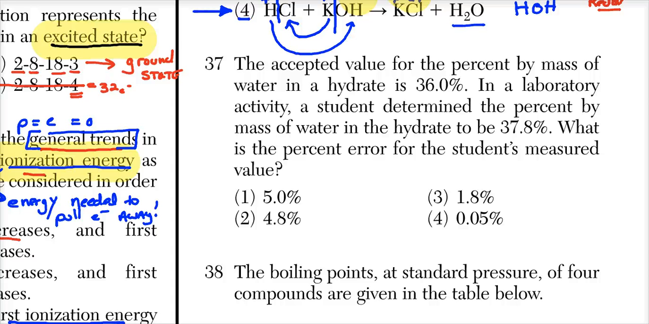The accepted value for the percent by mass of water and hydrogen is 36%. In a laboratory activity, the student determined the percent by mass of water and hydrogen to be 37.8%. What is the percent error for the student's measured value? Okay, so they want you to calculate a percent error.